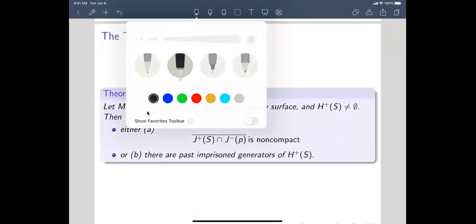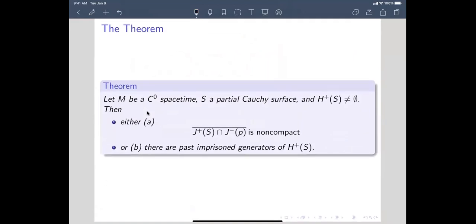Good. So this is what we prove. You have a C0 spacetime, so as permissive as you like.